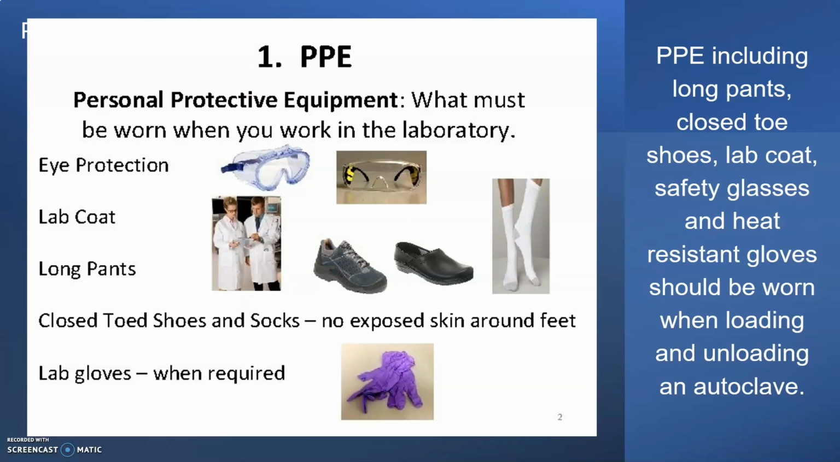And this is PPE, which is the personal protective equipment. This is what must be worn when you work in the laboratory. You have the eye protection, the lab coat, the long pants, closed-toe shoes and socks, which means no exposed skin around the feet, and lab gloves when required. PPE including long pants, closed-toe shoes, lab coat, safety glasses, and heat-resistant gloves should be worn when loading and unloading an autoclave.